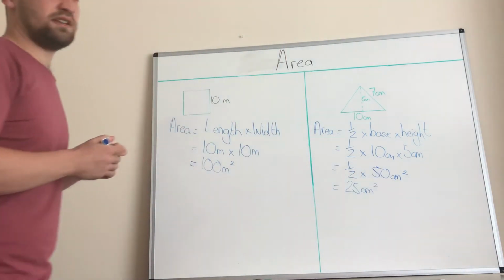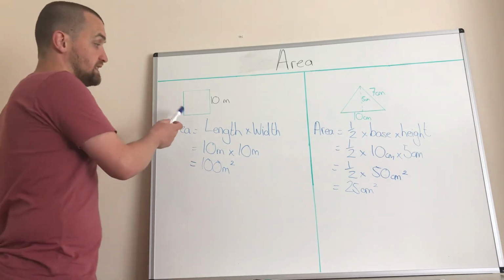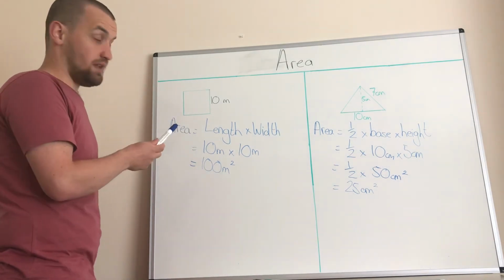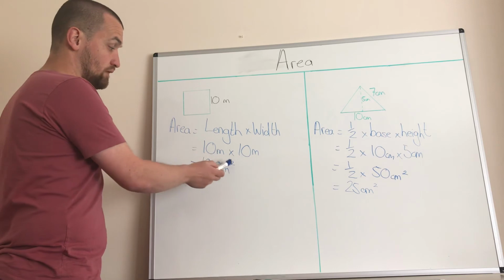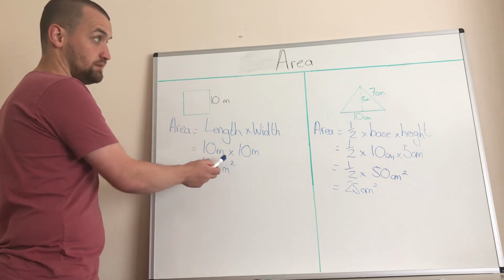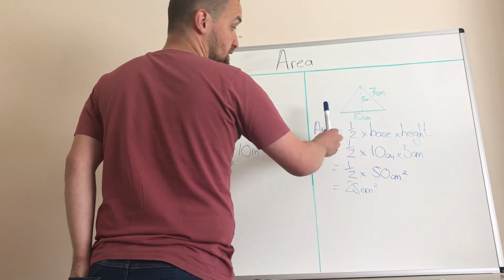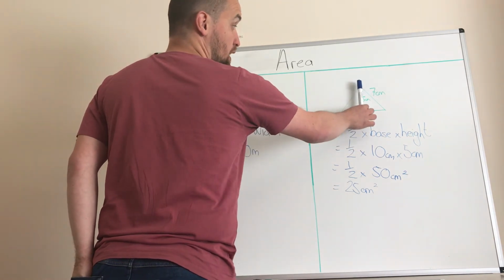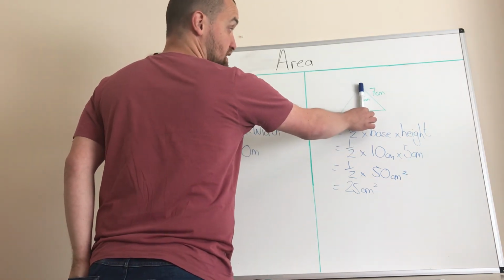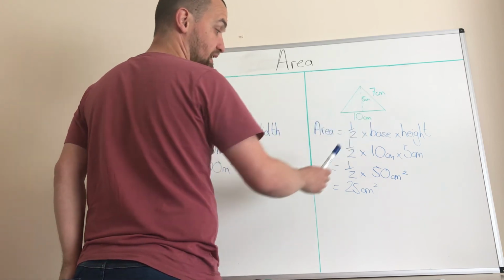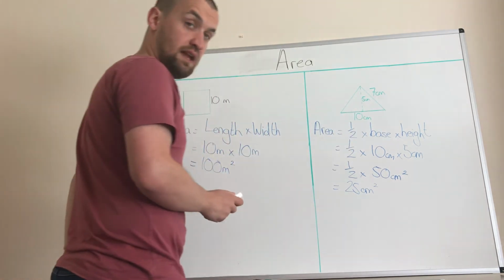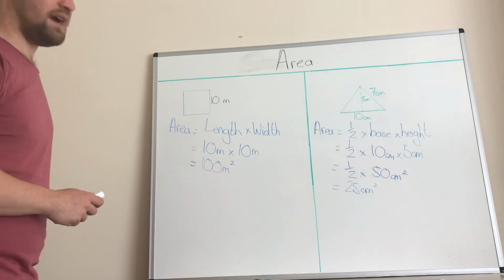So what do we need to remember out of this? Rectangle and square, it's the length times the width, and don't forget your squared sign on your final answer. On a triangle, it's base times your perpendicular height, the height that goes straight up. It's always that height, never a slant height. And again, you don't forget your squared symbol on the end of your final answer.